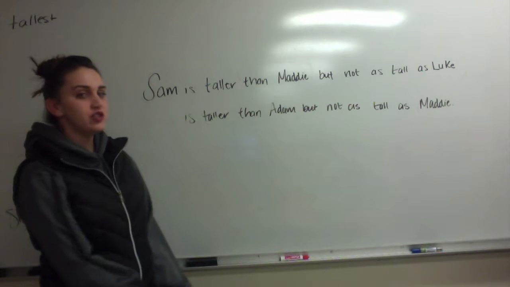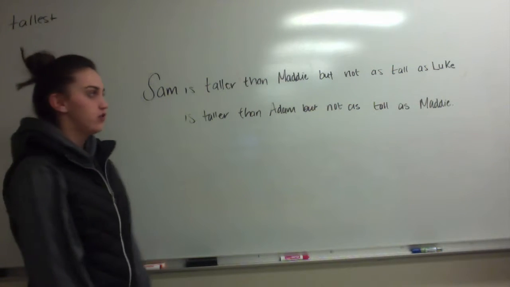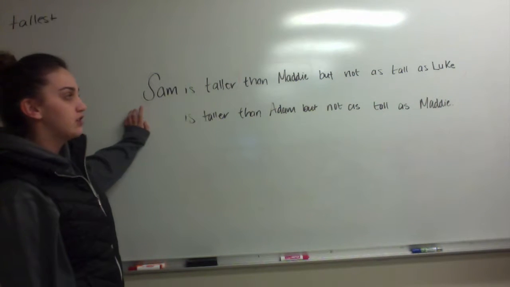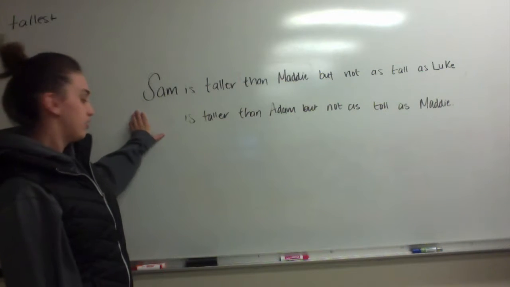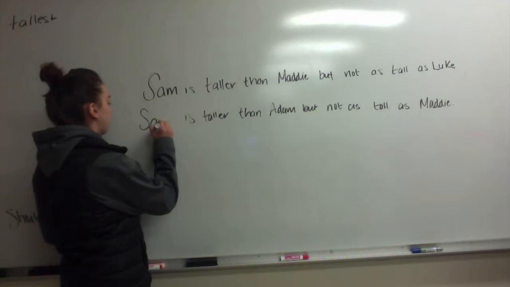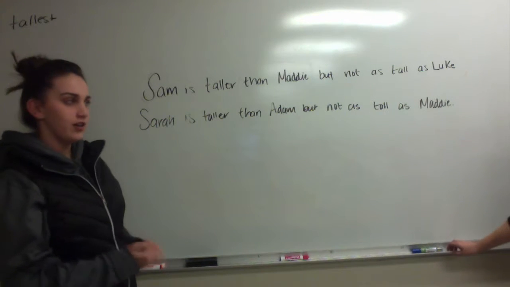So first we just want you to take a minute and see if you can kind of figure out this math riddle on your own before we dive into it. And the riddle is, Sam is taller than Maddie, but not as tall as Luke. Sarah is taller than Adam, but not as tall as Maddie. And see if you can order the students from tallest to shortest. So we'll give you a minute to work on that.